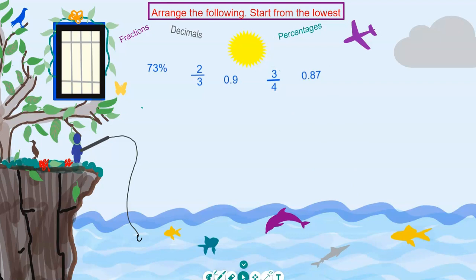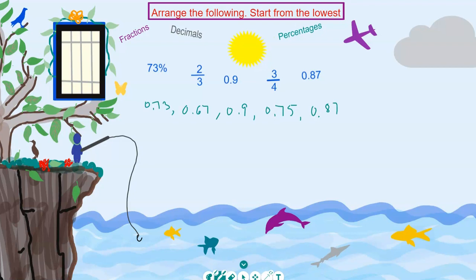73% is 0.73. So we're going to write that down. So you have 0.73. 2/3, if you divide 2 by 3, you will get 0.6 repeating. Or round it off, you'll get 0.67. Then you have 0.9. So just copy that as it's already a decimal. 3/4, as we know, 3 divided by 4 will give you 0.75. And you just copy the last one, 0.87.